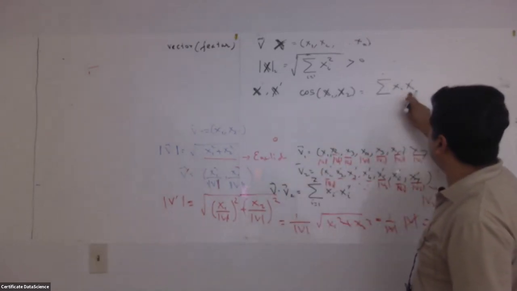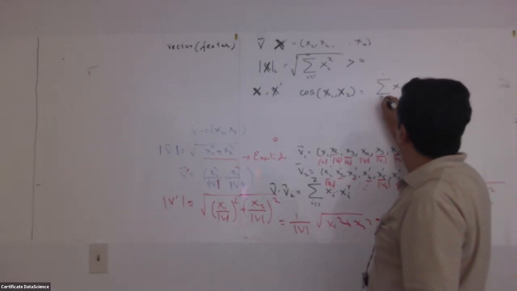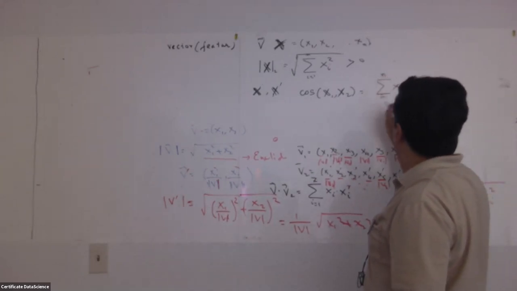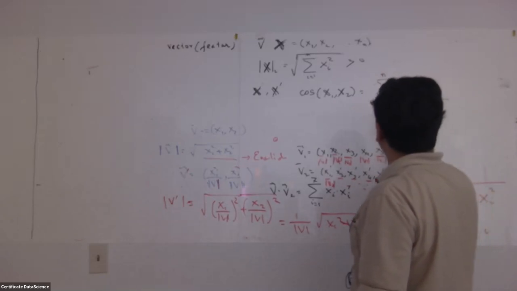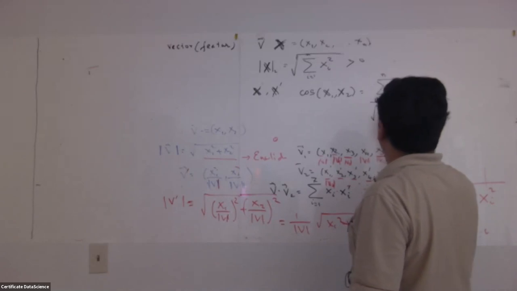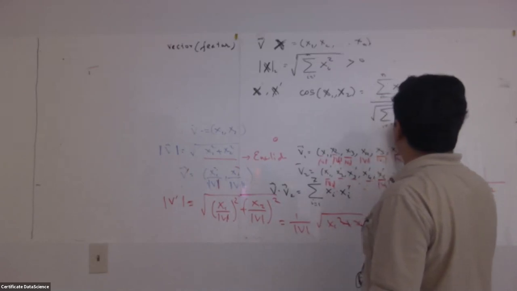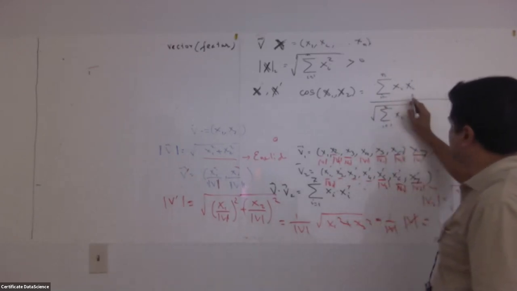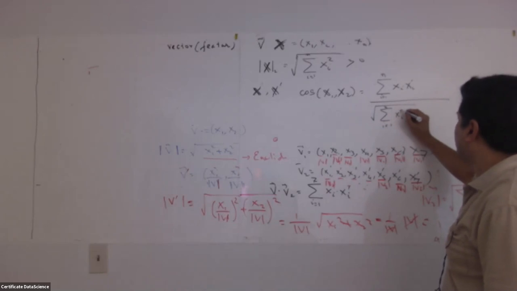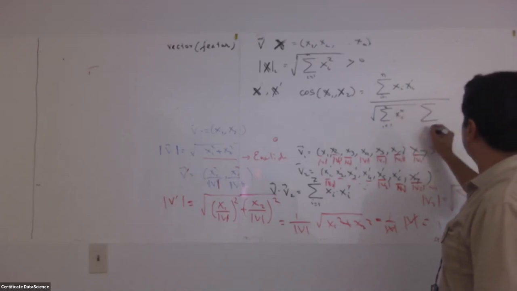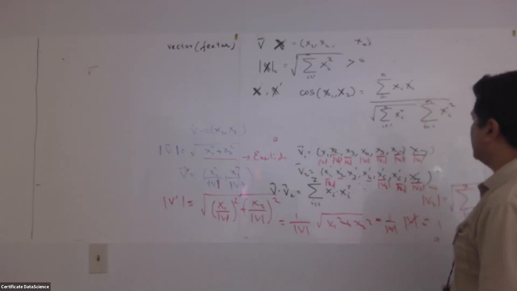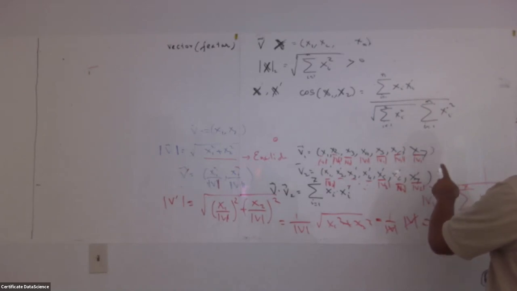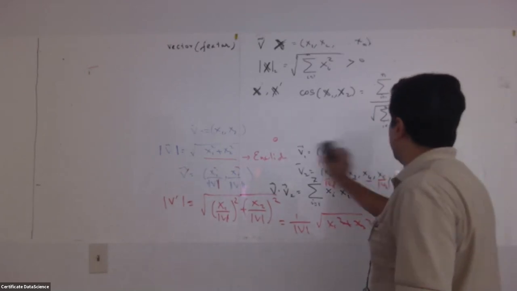You multiply component-wise and add them, and do not forget to divide them by the norm, which we wrote like this. The first vector's norm times the second vector's norm, because there are two of them. So this is the idea. Let's keep writing a little bit and make it simpler.